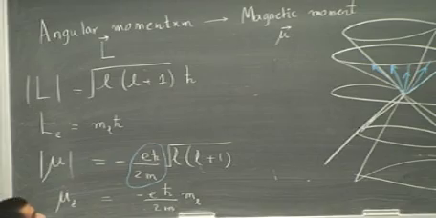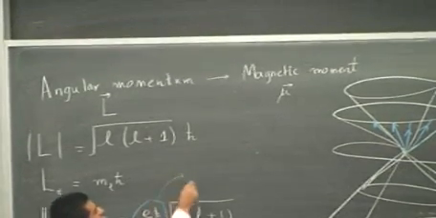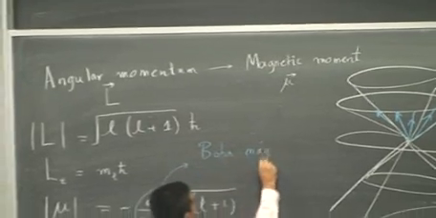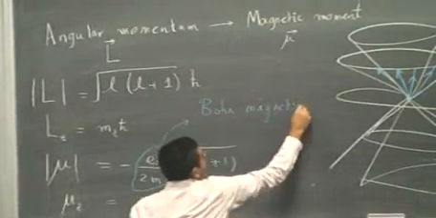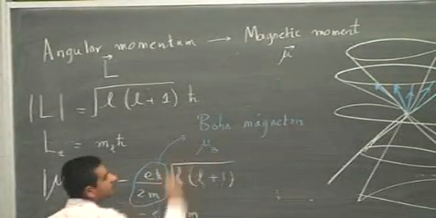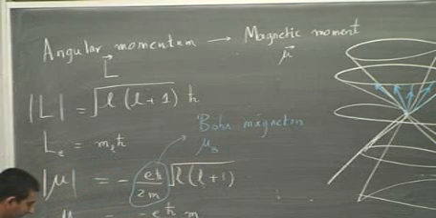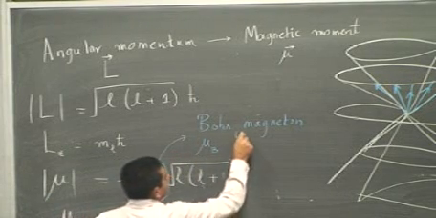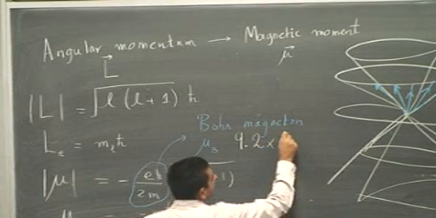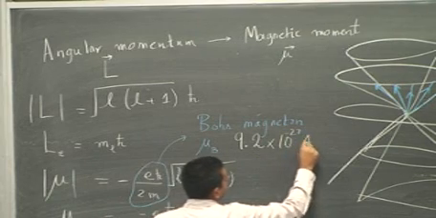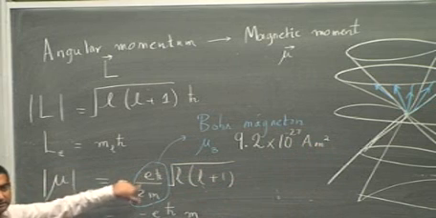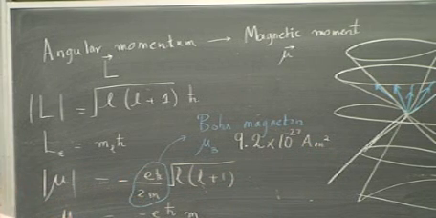This quantity is given a special name. It's called the Bohr magneton, denoted by mu sub B, and its value is about 9.2 into 10 raised to the power minus 27 ampere meter square, as far as I can remember. You can calculate the value of the Bohr magneton.